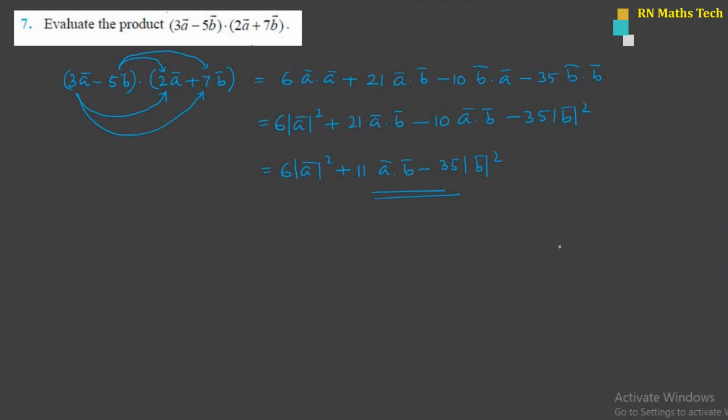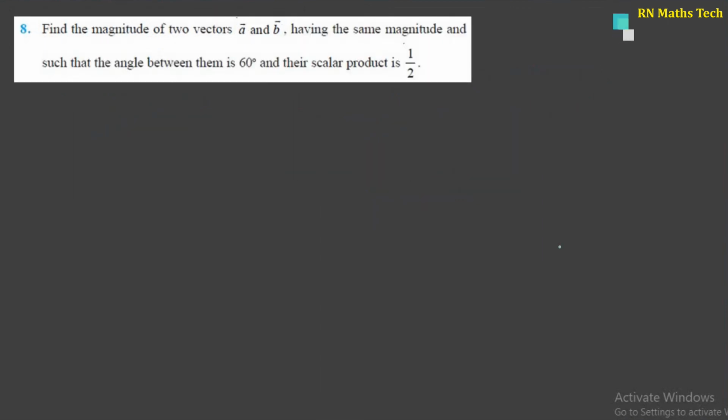Okay, now question number 8. Find the magnitude of two vectors a⃗ and b⃗ having the same magnitude and such that the angle between them is 60 degrees and their scalar product is 1/2. Find the magnitude of a⃗ and b⃗ having the same magnitude. Modulus of a⃗ is equal to modulus of b⃗, first condition, and the angle between them is 60 degrees. Theta is equal to 60 degrees.